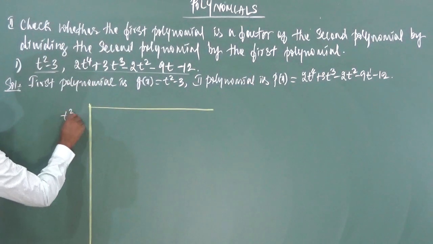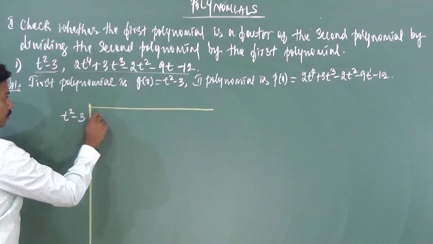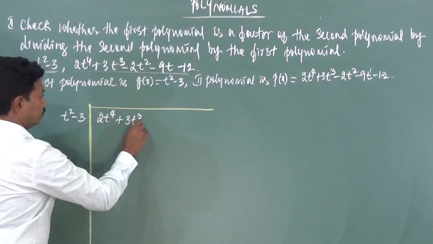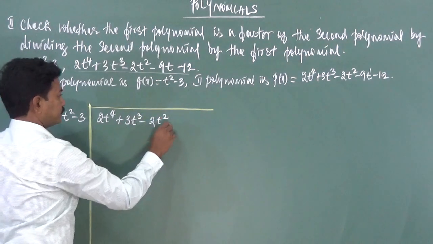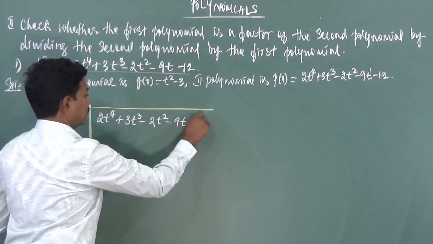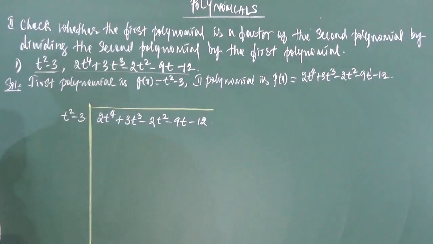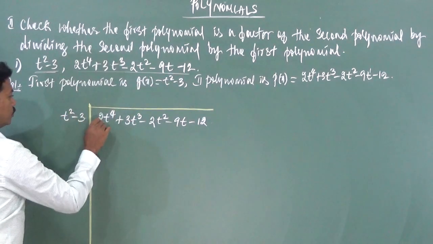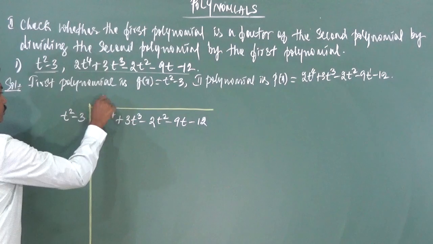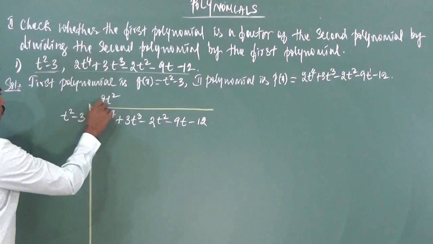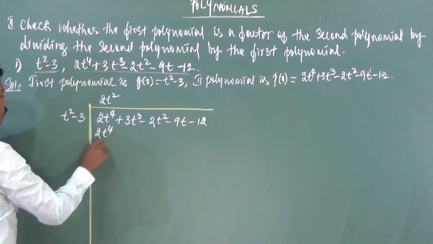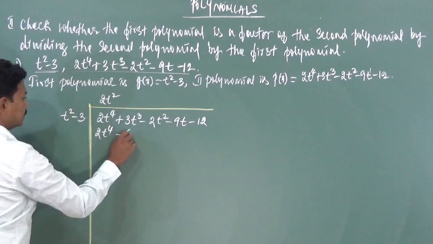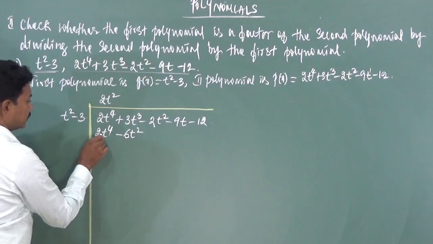So this is t square minus 3 and the polynomial is 2t to the power 4 plus 3t cube minus 2t square minus 9t minus 12. This is the given polynomial. Let us start the process. t square into what gives you 2t to the power 4? It is 2t square. t square into 2t square is 2t to the power 4, minus 3 into 2t square is minus 6t square. So you have to subtract this from this.